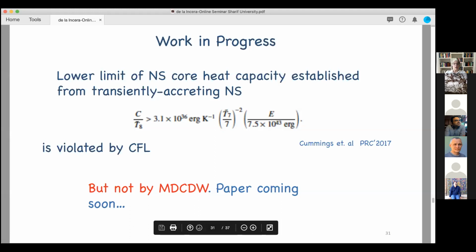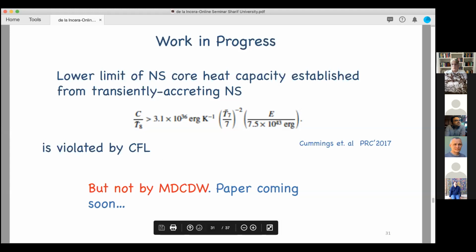but we are considering the limit that was established by a paper of Cumming and other authors for the heat capacity. So the core heat capacity should satisfy some lower limit, should be bigger than that limit. And the authors of that paper show that the CFL, the color flavor locked phase, does not satisfy that limit. It has a small component of electrons, but it's not enough to reach beyond the lower limit of heat capacity. So CFL is discarded.